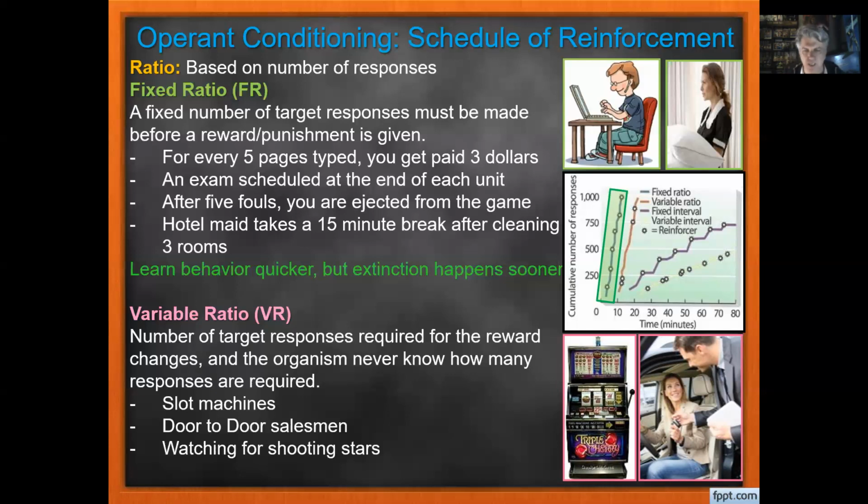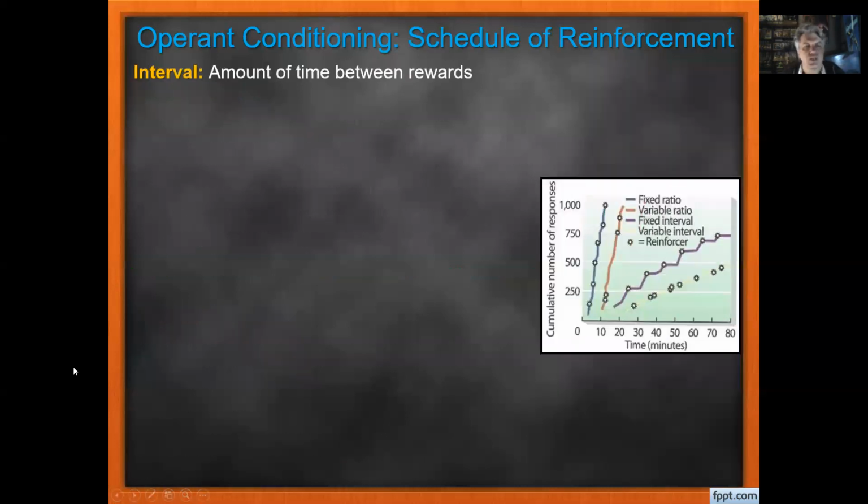And again, when it hits, it's fantastic, but you also got to have that frustration and be used to that rejection and everything else. And sales is a different beast because of that. So again, variable is going to take longer to learn, but your behavior is going to be persistent. Fixed ratio, you're going to learn it quicker, but extinction is going to happen sooner. So the ratio is the number of times. Type 5 pages, pull the lever of the slot machine, the number of times I do something, as opposed to an interval, which is the amount of time between rewards.